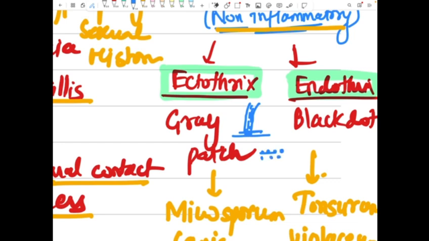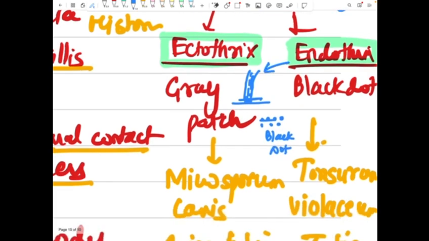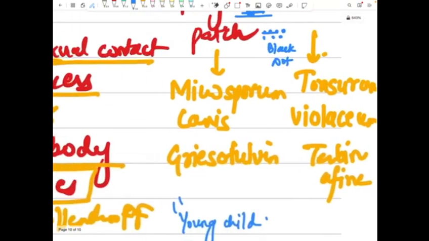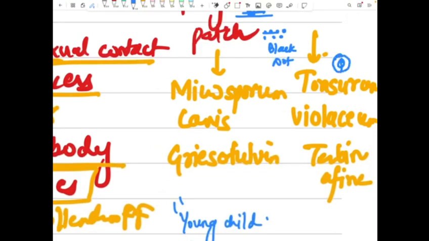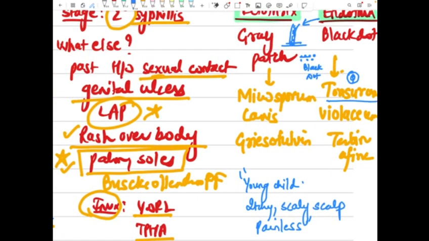So how does it become? Black dot. It becomes black dot, and it is endothrix, black dot tinea. So what is the causative organism? Very frequently asked question. It is Trichophyton tonsurans and Trichophyton violaceum. T and V, these are the endothrix, right? What is the treatment of choice? Again a T, terbinafine is the treatment of choice.